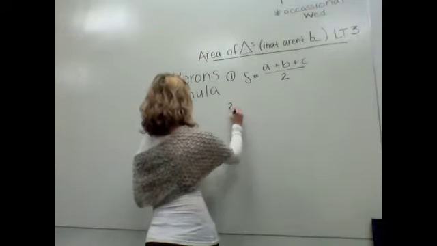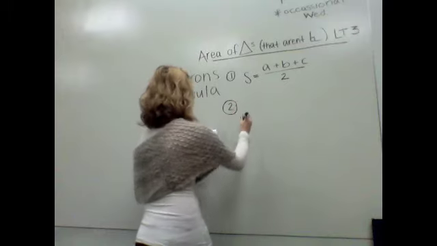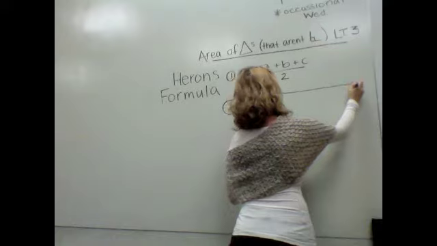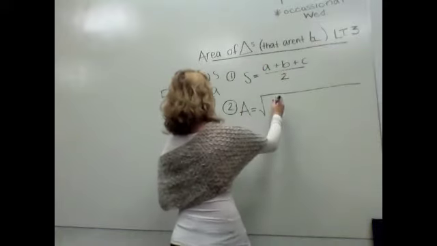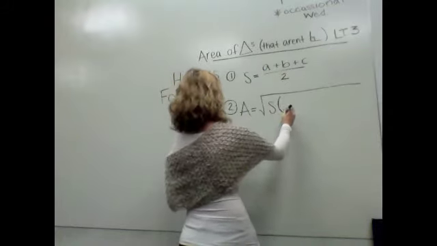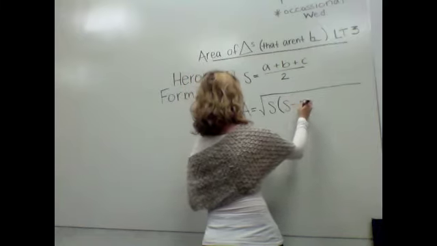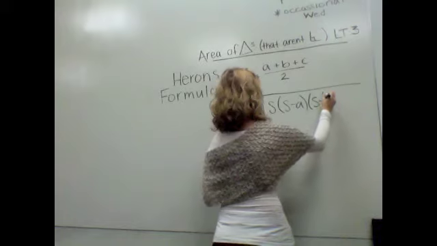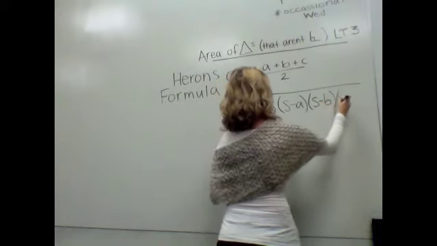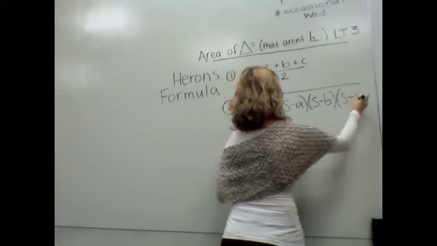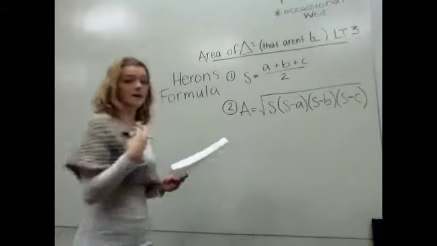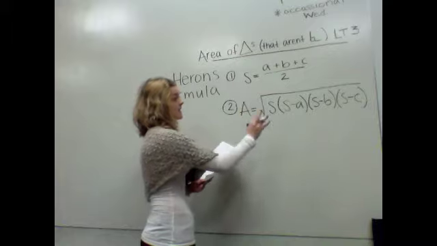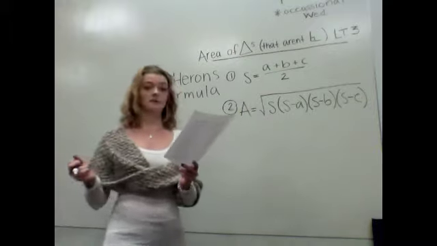The next part is actually just plugging it into Heron's formula itself. So area is equal to the square root of this giant expression I'm about to write. The semi-perimeter times the semi-perimeter minus side length A times the semi-perimeter minus side length B times the semi-perimeter minus side length C. And that is Heron's formula. S represents semi-perimeter, and A, B, and C all represent side lengths.